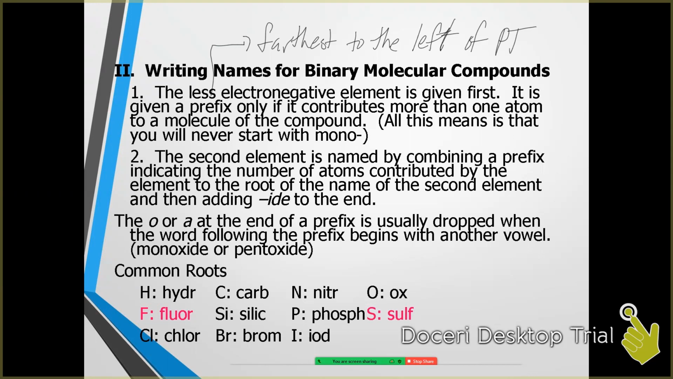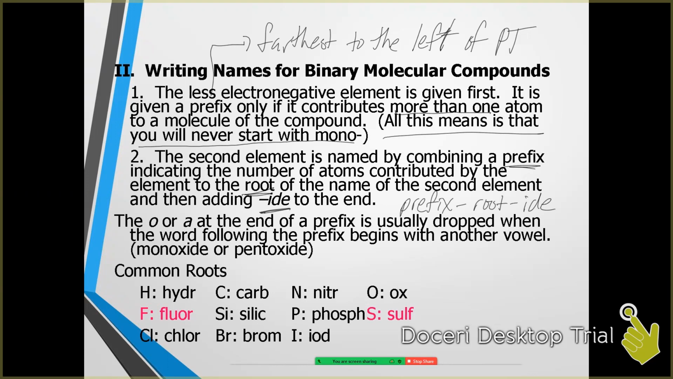The first element is only given a prefix when it has more than one atom. So that means you should never start the name of a covalent compound with mono. The second element is always going to have a prefix. It's named by combining the prefix that indicates the number of atoms, then the root of the element, and then the end is always changed to -ide. So you have prefix, root, -ide. Whenever you're naming a covalent compound, everything should end in -ide.